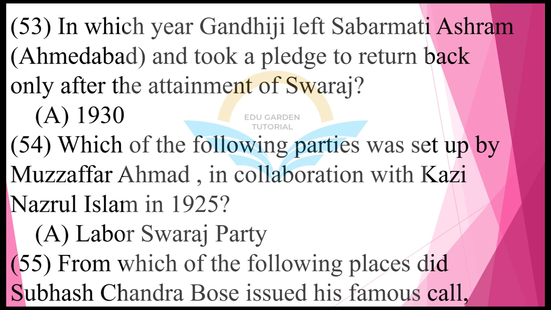And the next one, which of the following parties was set up by Muzaffar Ahmad in collaboration with Qazi Nasrul Islam in 1925? Answer is Labour Swaraj Party.